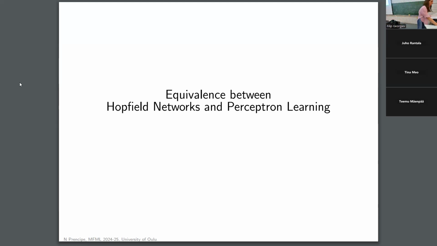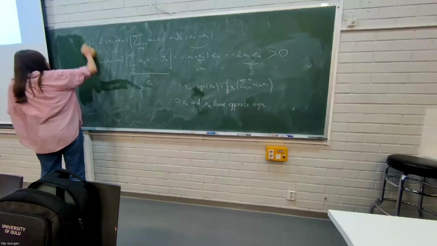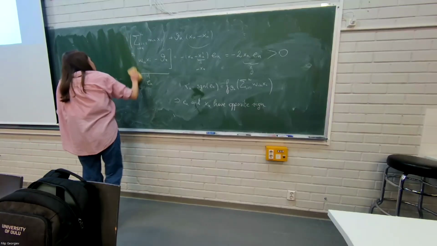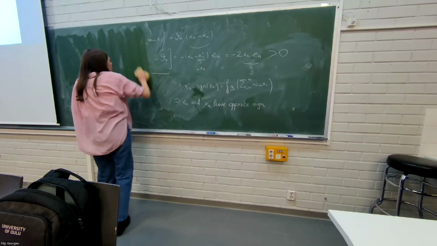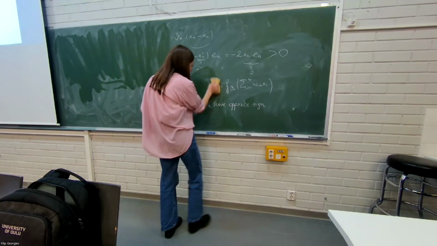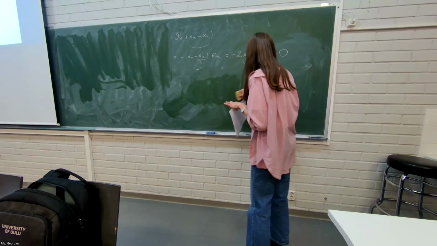This is like the final result, but it takes some time to get to it. So let's do it. We want to use the perceptron learning algorithm to update the weights of a Hopfield network. So we want to treat a Hopfield network as a perceptron. We have to specify a few things before doing that.